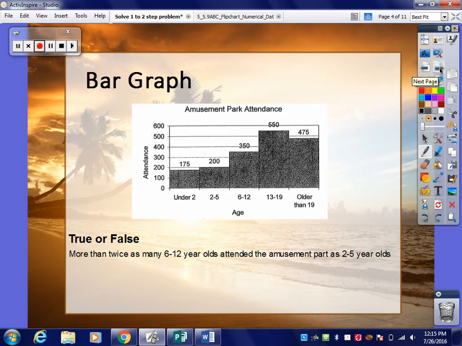So the first graph we're going to look at is the bar graph. Give me a thumbs up if you remember seeing bar graphs last year. Good. And in your mind right now, take a minute to think about what all you know just by looking at this bar graph. What information can you find out?